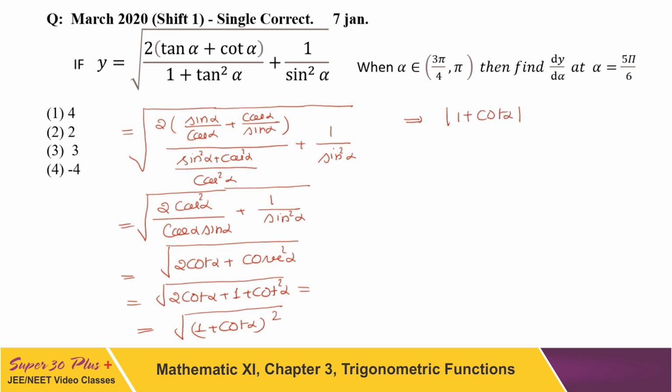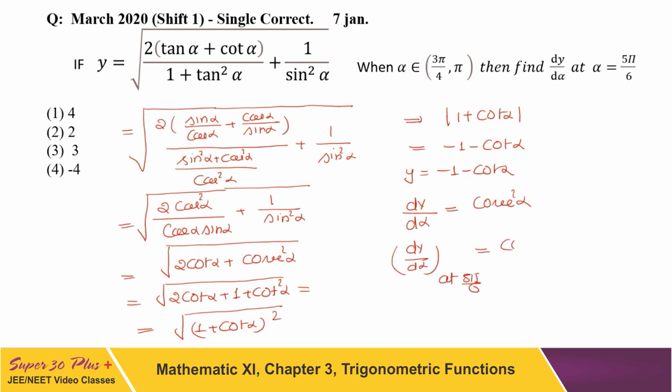Within the interval 3 pi by 4 to pi, this mod will open and the value of this is negative. It is minus 1 minus cot alpha, meaning the value of y is minus 1 minus cot alpha. Now we have to find dy by d alpha. It is equal to cosec square alpha. dy by d alpha at 5 pi by 6 is equal to cosec square 5 pi by 6, and as we know, the value of this is 4.